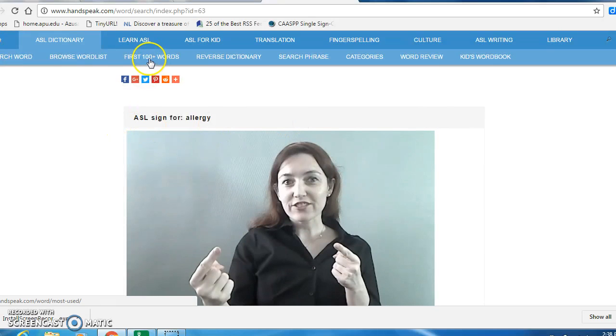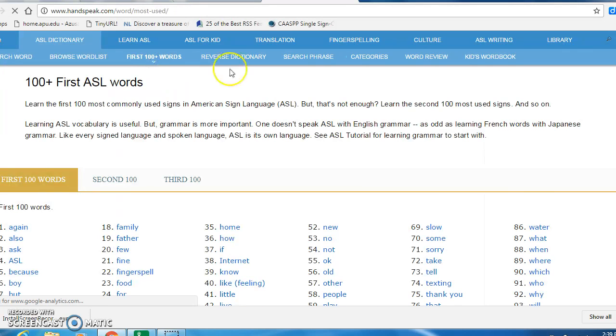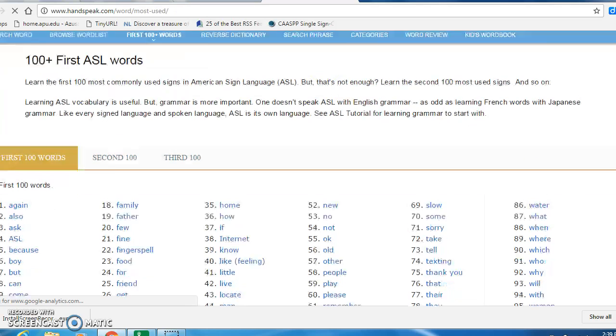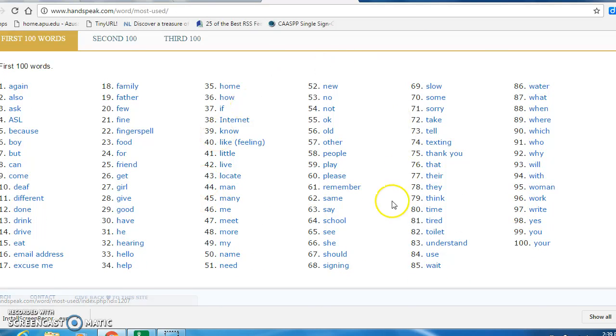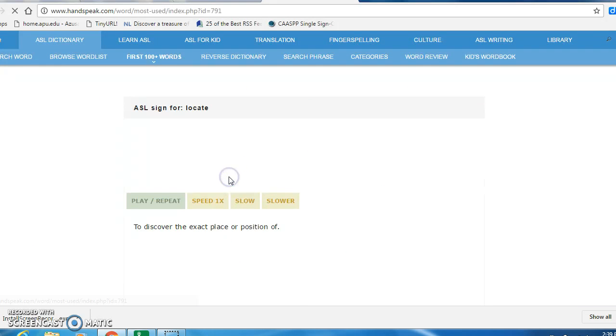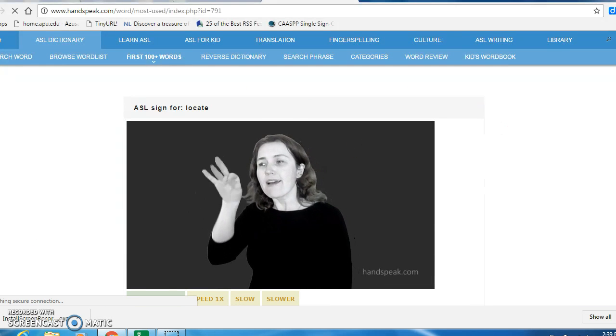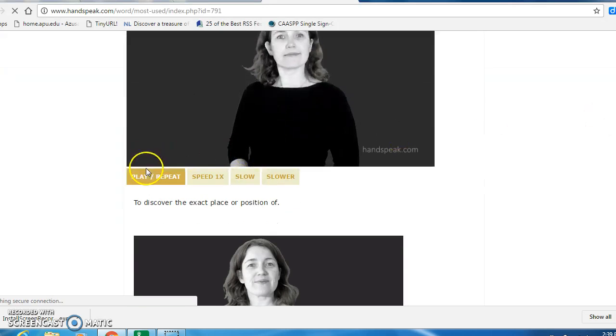If you are learning yourself for the first time, or teaching a child or a student, there's a list of the first 100 words, and they have those here. And again, the same thing is available where they have this list of 100 words. All these are hyperlinked, and any one that you would click on, again, would provide a video where you can play and slow it down.